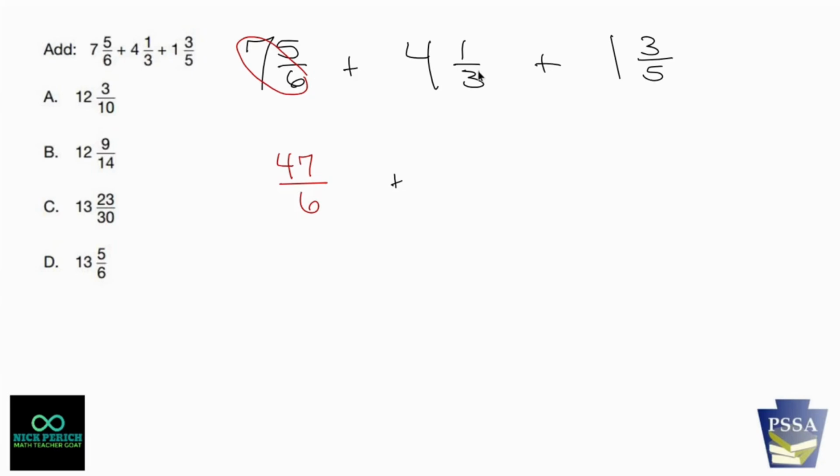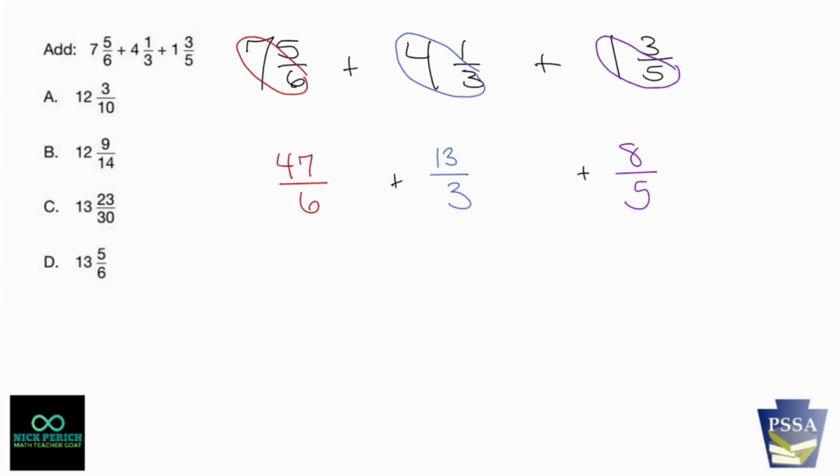So 4 and 1/3, what I'm going to do is multiply the whole number by the denominator. 4 times 3 is 12. Add that to 1. That gets you 13. And keep it over 3. Okay? Let's give myself some space, a nice big plus sign. And then we're going to have 1 and 3/5. Multiply the whole number 1 by the denominator, which is 5. 1 times 5 is 5. Add that to the numerator. So 5 plus 3 is 8. And I have 8 over 5.